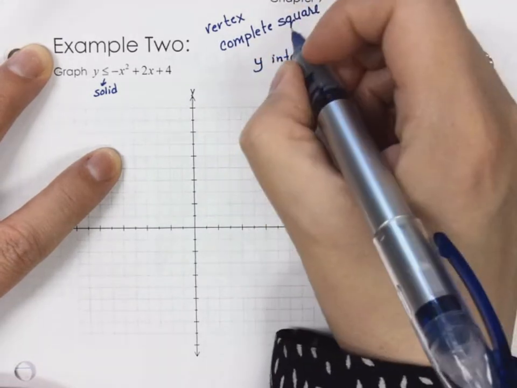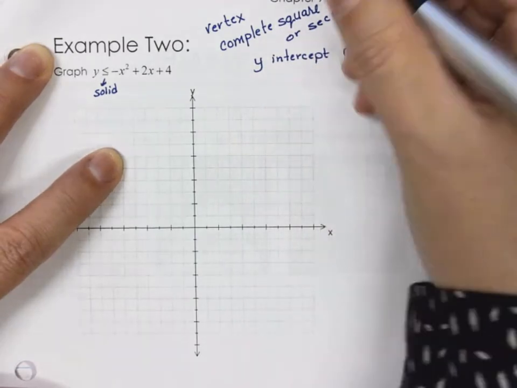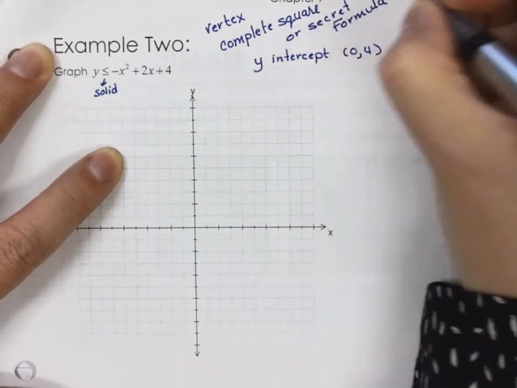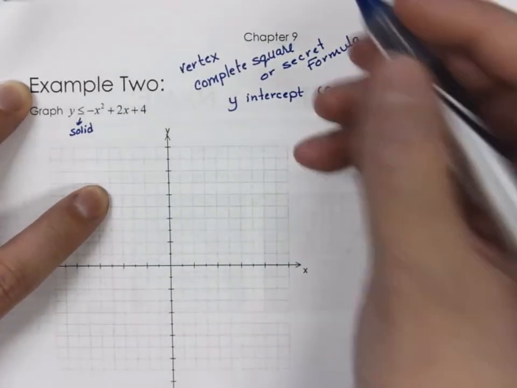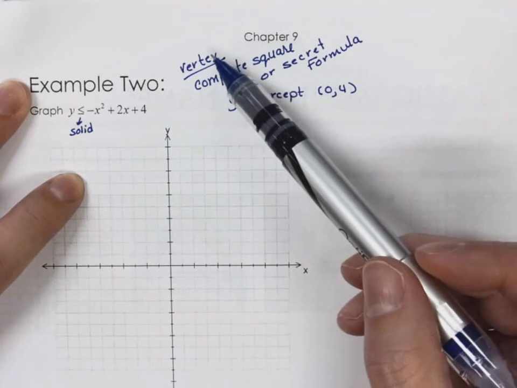Is everybody okay there? Somebody's got their mic on and they're hitting it. So to find the vertex, we're either going to, not you, Xander, not at all.